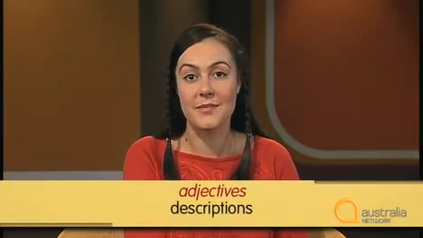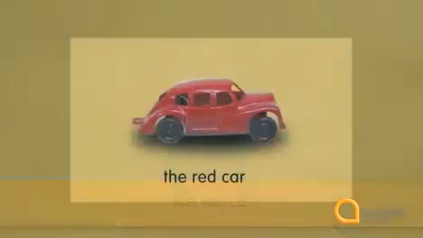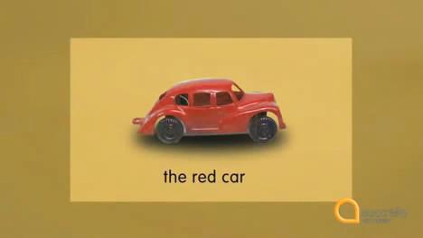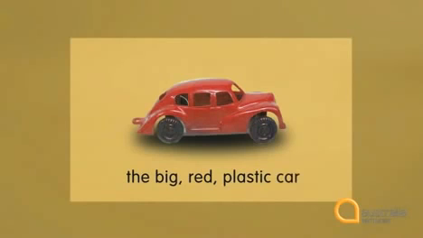Being able to describe things properly is an important communication skill. You need adjectives for descriptions. They usually come before the nouns they are describing. The red car. But when you want to accurately describe something, you often need to use more than one adjective in a row. What if the car is big, red, and made of plastic? We call it the big red plastic car.